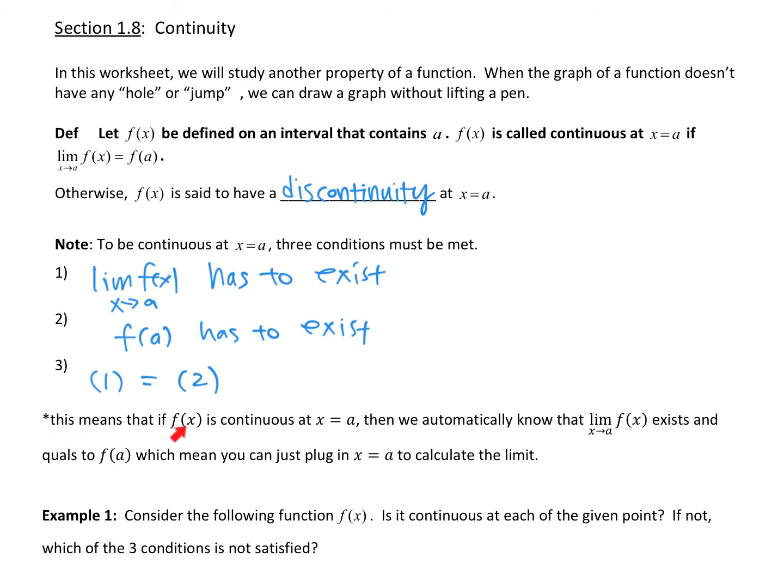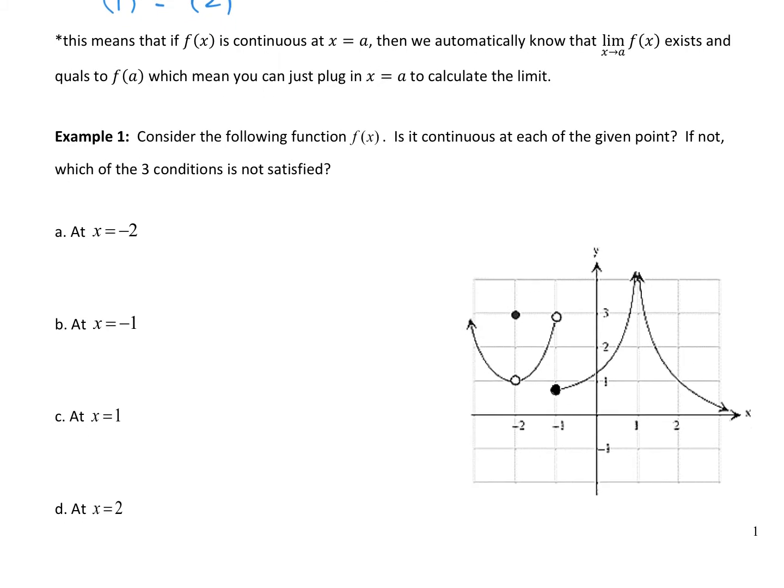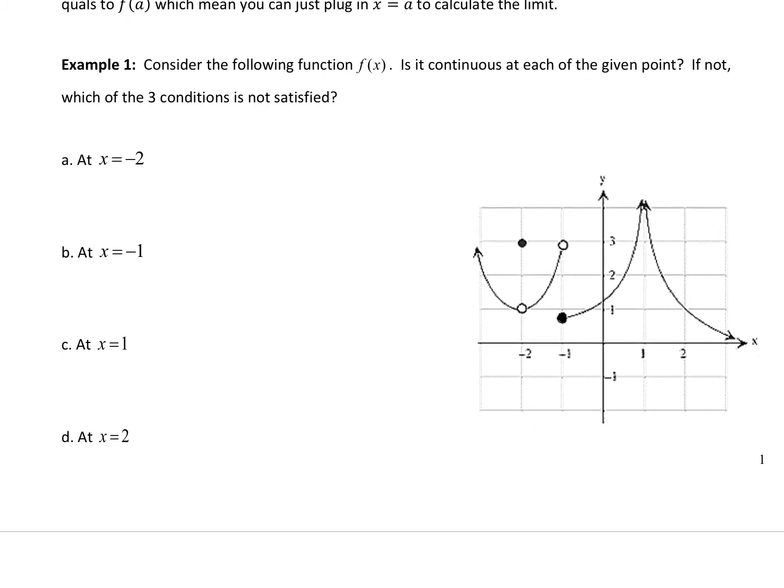You can also say this in a reverse way. If I know that f of x is continuous at a particular point, then we know that the limit exists, right? And then we already know that the function value exists and they are equal to each other, right? All right, let's look at example 1. Scroll down here. Example 1: consider the following function f of x. Is it continuous at each of the given points? If not, which of the three conditions is not satisfied?